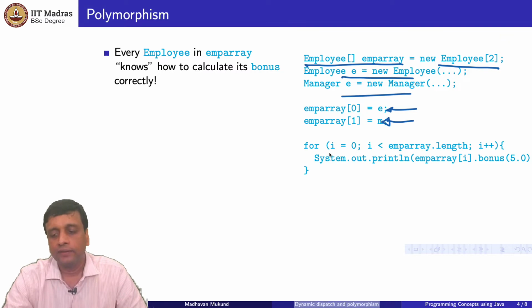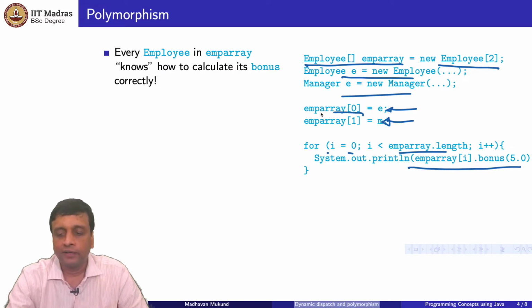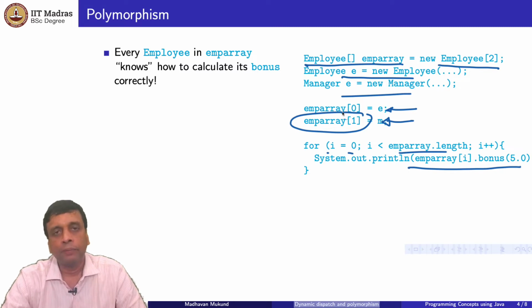Now I run a loop, right? I go from 0 to 1, and I print out the bonus for that employee given a 5% bonus. What will happen here is, because of dynamic dispatch, at runtime for array 1, it will pick up the manager bonus, whereas for array 0, because that was already an employee, it will pick up the employee bonus, right? So without doing anything explicit, just by running over a loop and calling this function on each element in the array, different elements in the array which are at different levels in this class hierarchy will automatically call the correct function using dynamic dispatch, right?